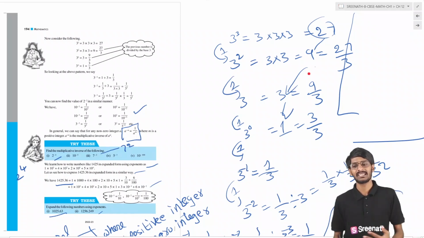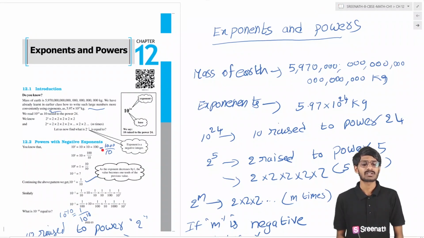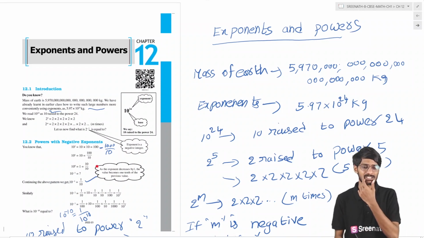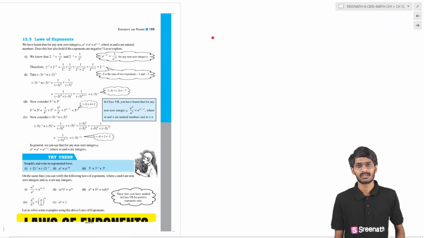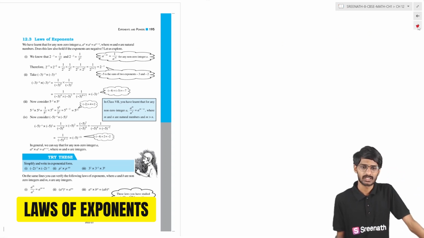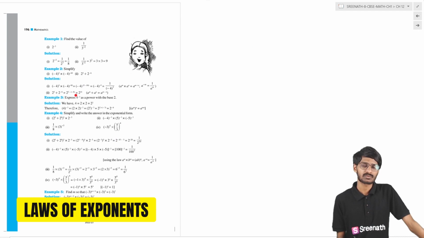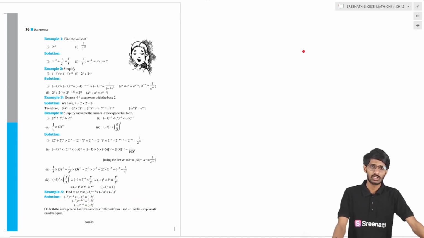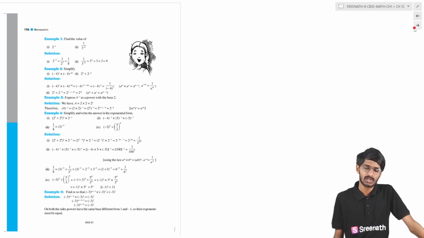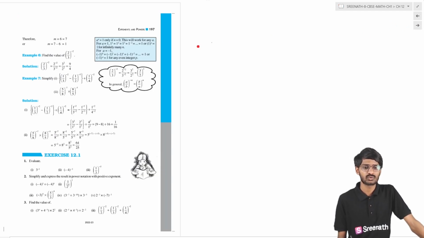So students, finally we have discussed the powers with negative exponents. That's it, students. We have completed these two topics. Hello students. Now we will discuss the laws of exponents, and based on them we will do some problems. These are the example problems we are going to crack now.